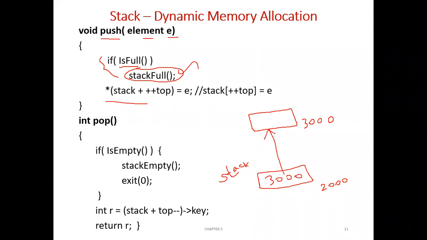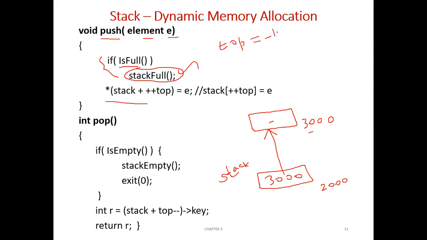Now this new element, which is a variable of type element, that is e, should be placed here. That should become the value of this location. So how can we do that? For that we are writing this statement: stack plus top. What is stack? Stack contains 3000. 3000 plus top. What will top be initially? Initially top will be -1 because initially stack is empty.